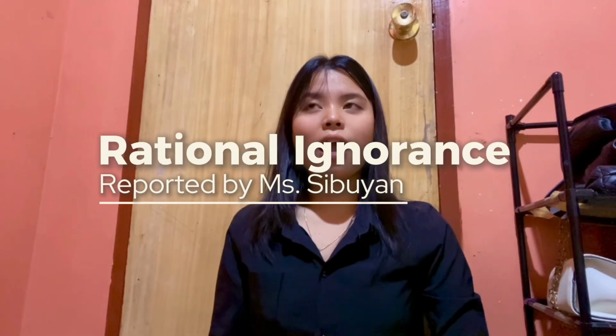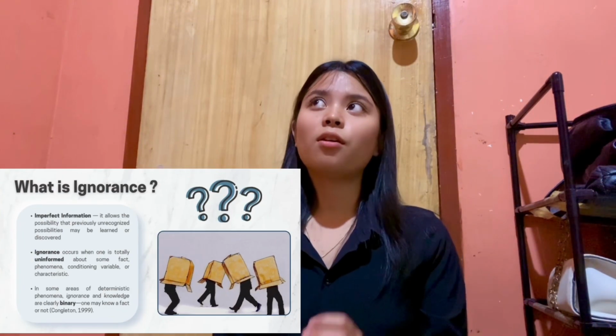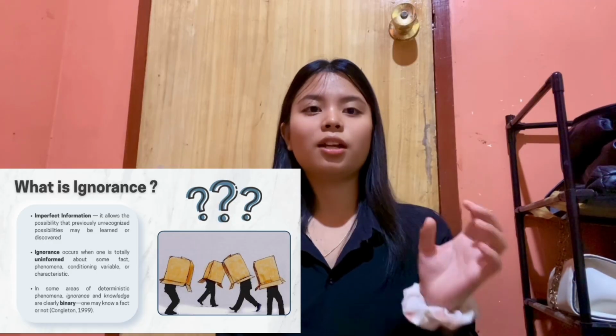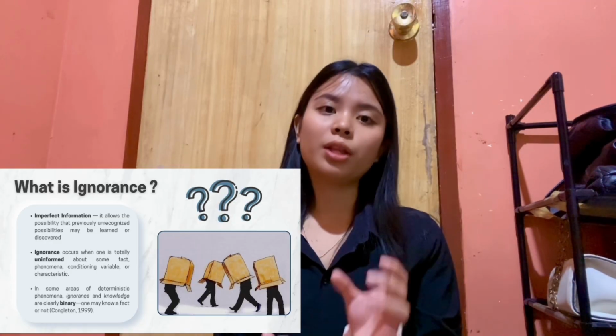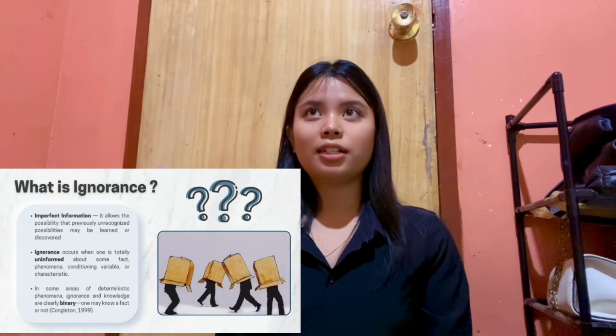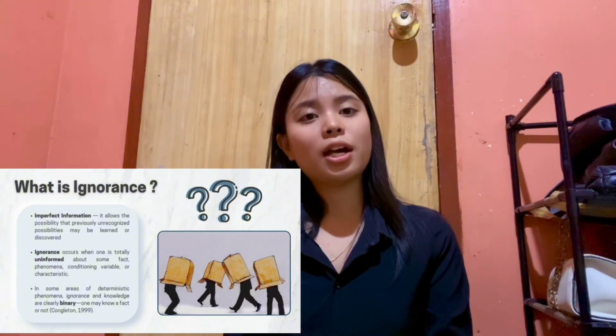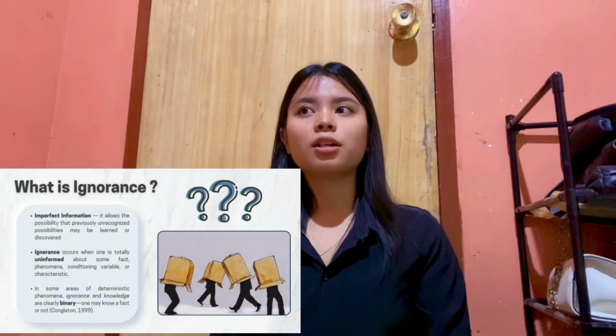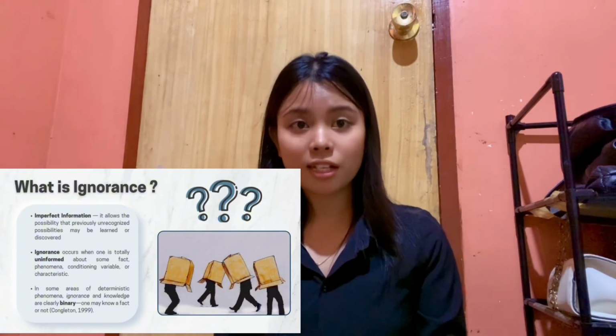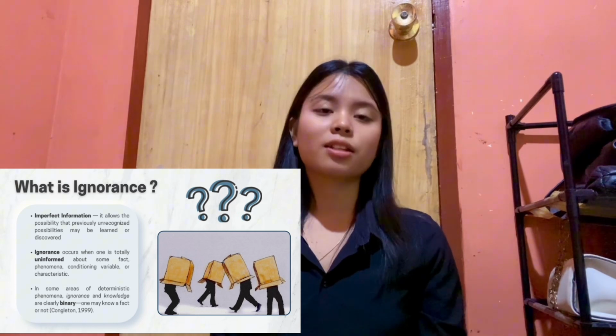Hello everyone. Now let's discuss rational ignorance theory as per Congleton and Duffy. Before that, we should first discuss the concept of ignorance and natural ignorance as per Congleton. Ignorance occurs when an individual is totally uninformed about a fact, phenomenon, variable, or even characteristic. It is also known as imperfect information because it allows previously unrecognized things to be recognized and discovered.